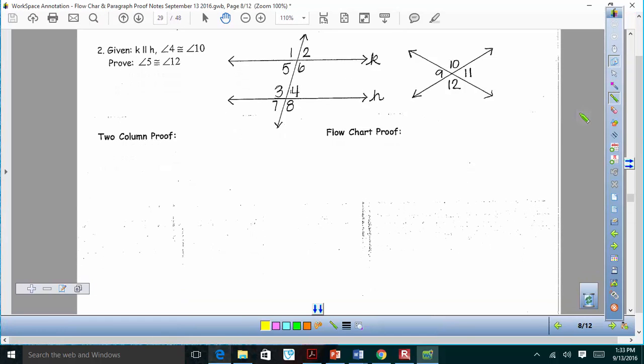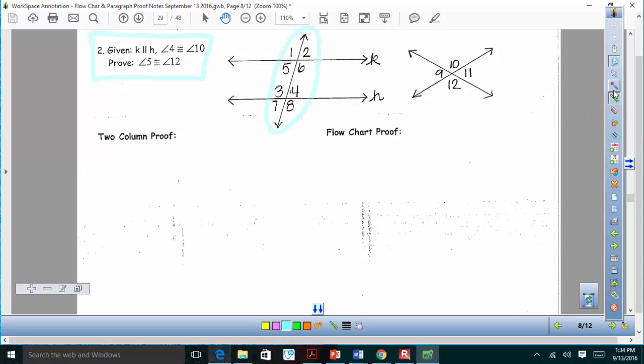Okay, so here, again, the very first thing that I want you to look at is my given and my proof, because that's going to help me solve my proof. So it tells me K is parallel to H. So which line in this figure is the transversal? The one with the numbers on it, okay? The one that is not labeled K or H, because those are parallel, okay?